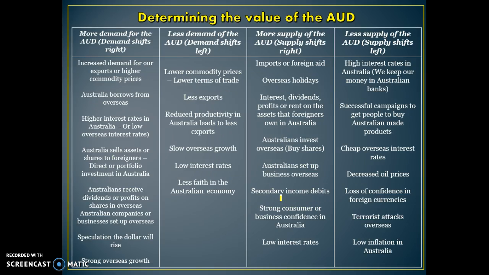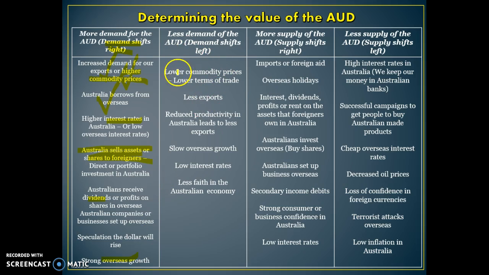So here's a complete list of some of the things that would determine the value of the Australian dollar. First, things that will cause the demand to shift to the right, so more demand for the Australian dollar. We're exporting more or getting higher prices for our commodities, because there's more money being exchanged into Australian dollars. If Australians borrow from overseas, they're giving us money, so the Australian dollar will go up. High interest rates in Australia, again, mean more demand because people will want to lend money to us. If Australia sells assets or shares to foreigners, then there's money flowing into Australia. We receive dividends. If there's strong overseas growth, all of these things will cause more demand for the Australian dollar.